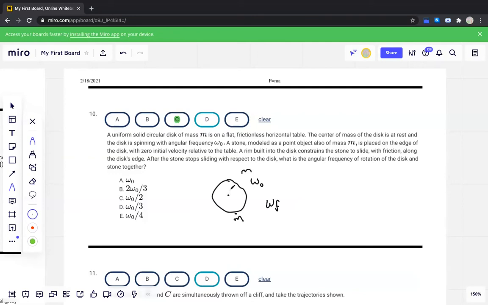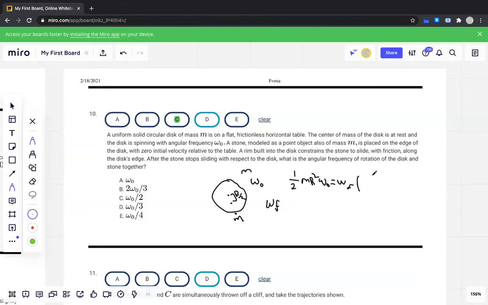We know that the angular momentum about the center of mass is conserved in both instances. So initially, the angular momentum about the center of mass of the solid circular disc is 1/2 mr squared omega, where 1/2 mr squared is the moment of inertia of the disk, and this is equal to the final angular frequency times the moment of inertia of the system. So we know that the center of mass when the point mass is put is around r/2 from the center. So this distance is going to be r/2.